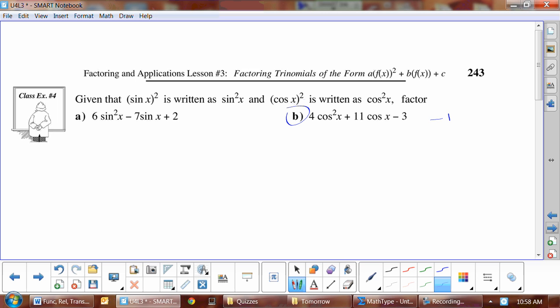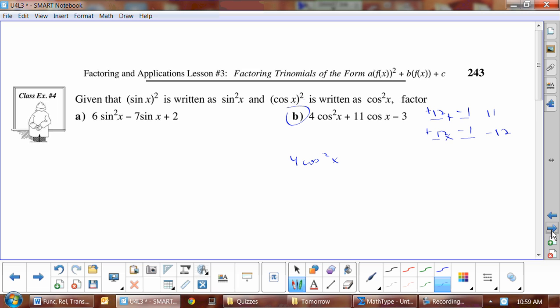So I'm looking for what two things add to give me 11, multiply to give me negative 12, right? I am looking for what two signs? Positive and a negative. What are they? 12 and 1. Okay, so then you're just going to go 4 cos squared x.